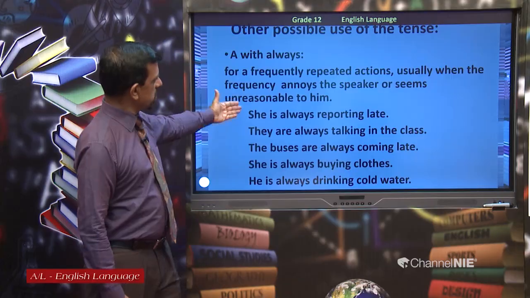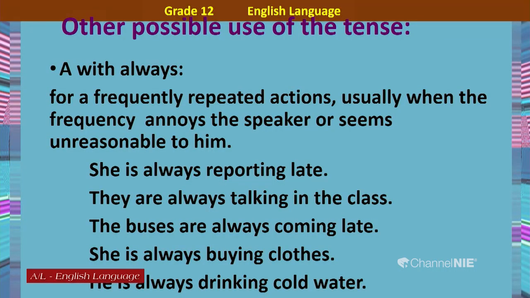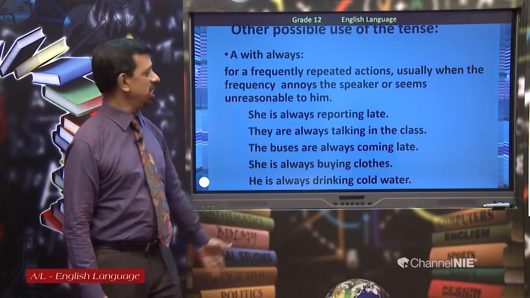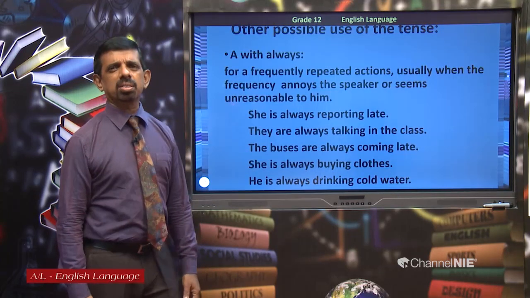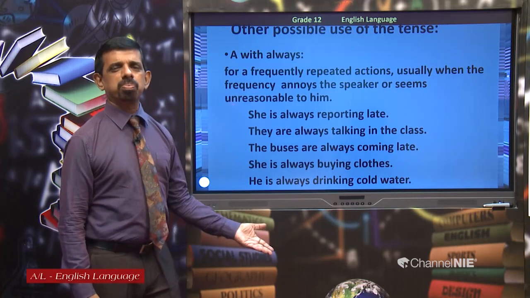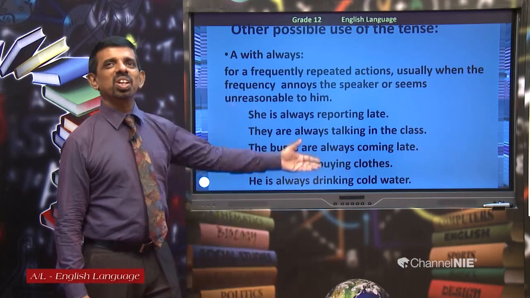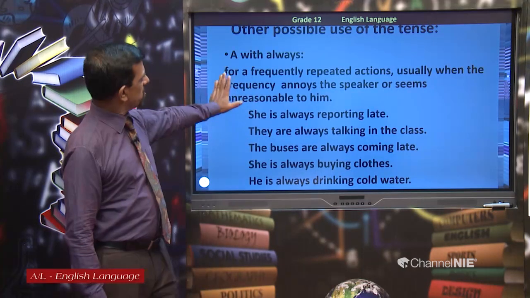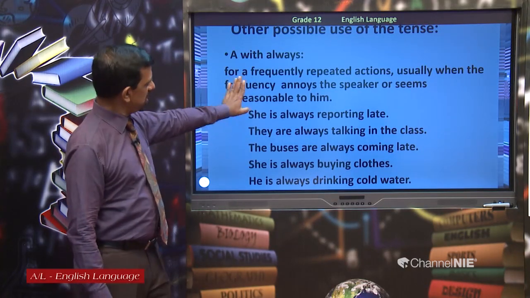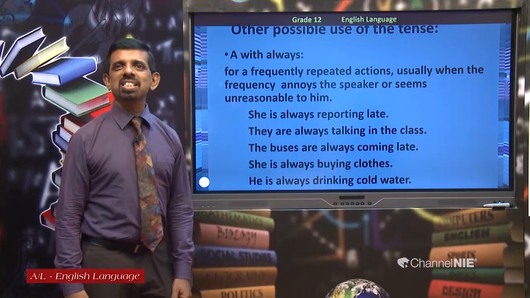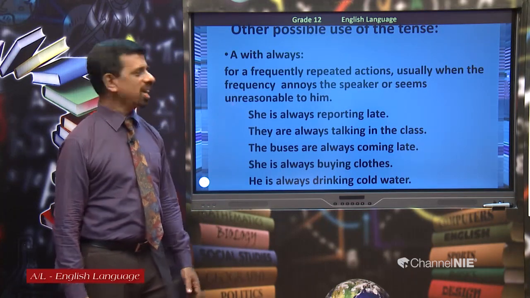Look at these sentences. She is always reporting late. So your boss or your principal or some superior or even the class teacher is a bit angry about it. So she's using this form and complaining. She's always coming late to the class. She's always submitting her assignments late. She's always giving excuses. So with always, we use this present continuous form to show our displeasure and irritation about somebody's action.